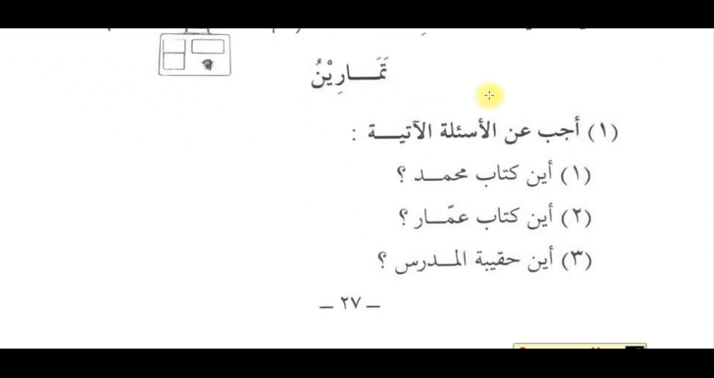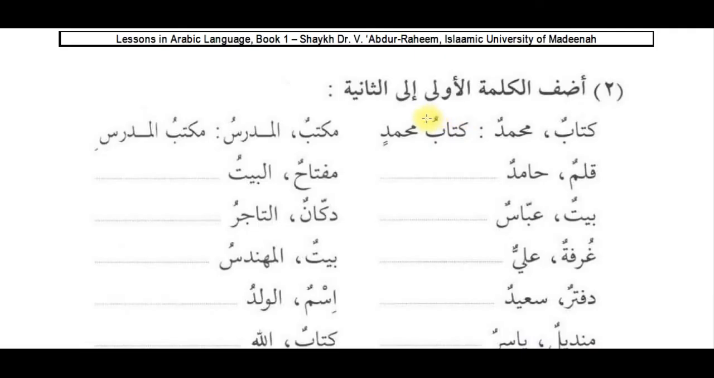Tamarin exercise. Ajib anil as'ilatil atiya. Answer the following questions. Aina kitabu Muhammadin? Where is Muhammad's book? Aina kitabu Ammarin? Where is Ammar's book? Aina haqibatul mudarrisi? Where is the teacher's bag? Adif al-kalimat al-ula ila thaniya. Make the first word the possession of the second word.